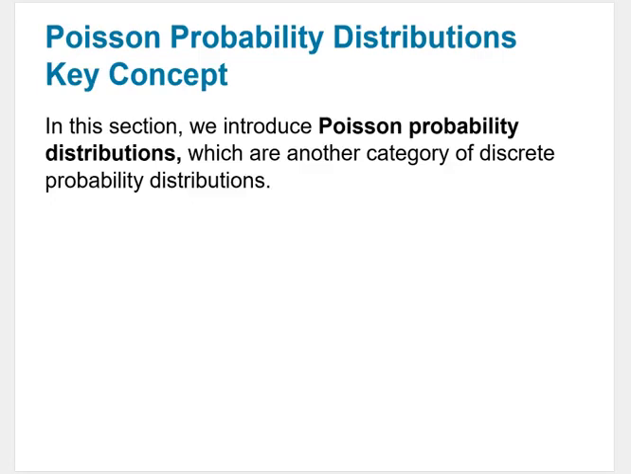In this section, we'll be discussing what's called a Poisson probability distribution. It's just another category of a discrete probability distribution. If you look at it, it's going to be very similar on paper, but this one happens to have a really great little formula for us to use.